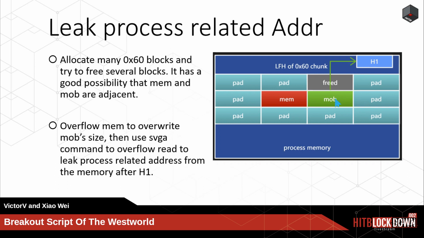And then we free several mob structures. So there are several holes of freed blocks in an LFH chunk. And then we trigger the bug. If we are lucky, the mem and the mob should be adjacent, and it can overflow a mob size field. Thus, we can leak information from host process memory.